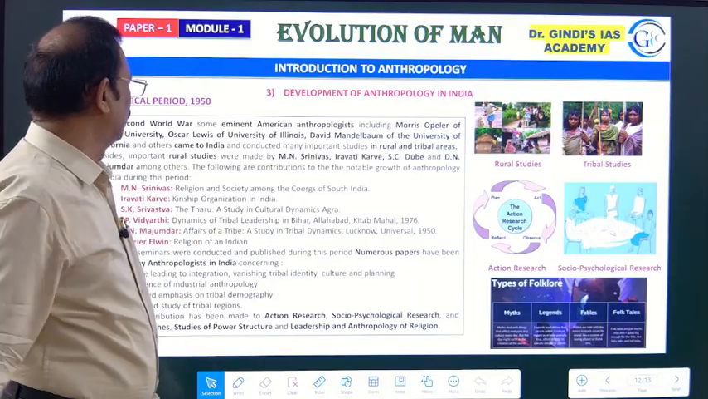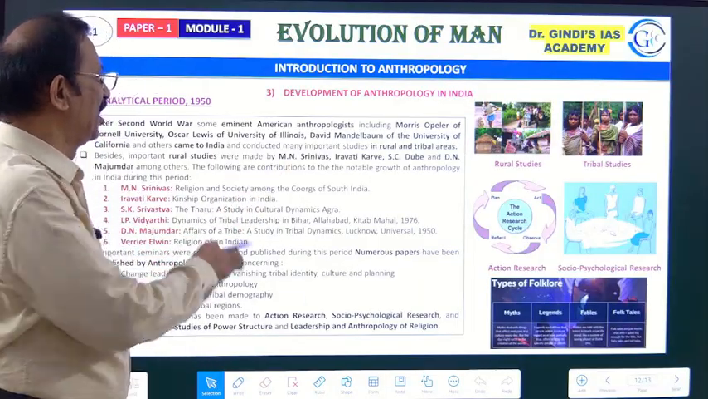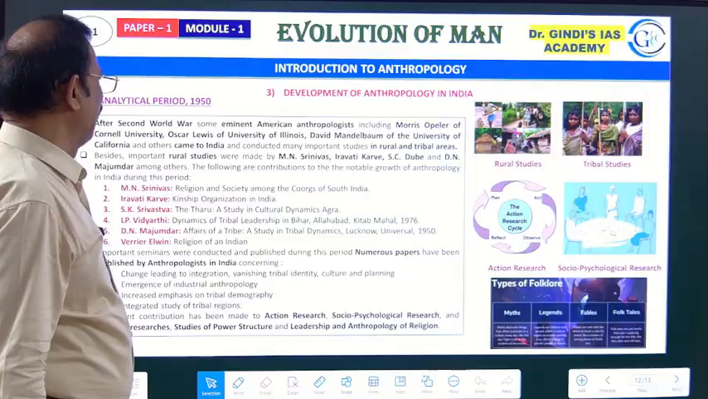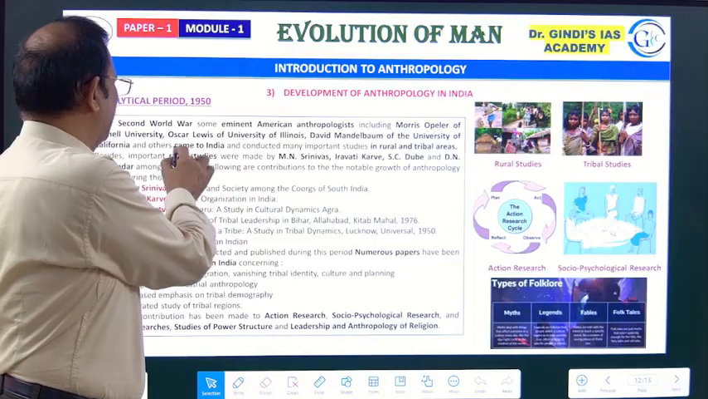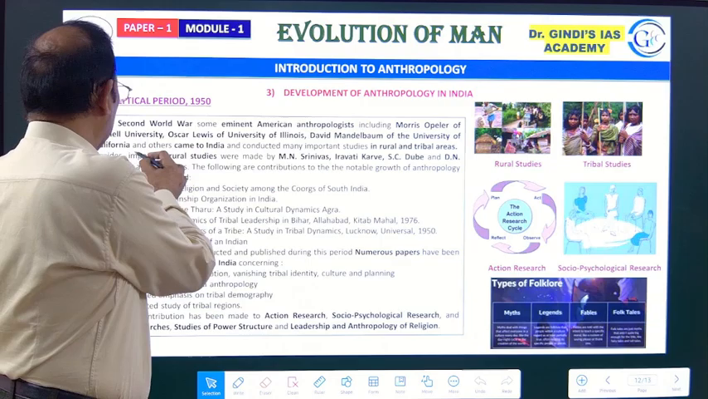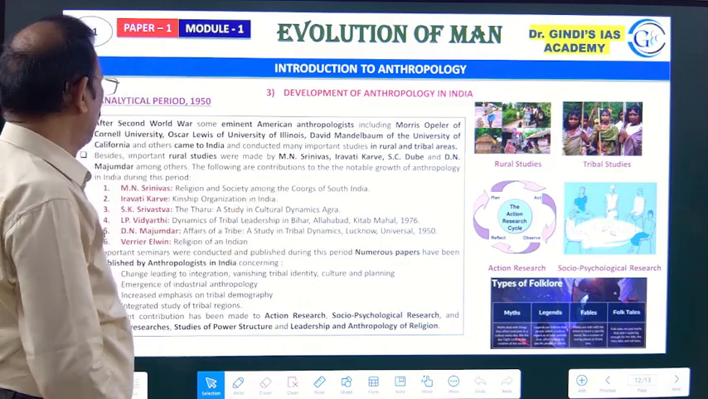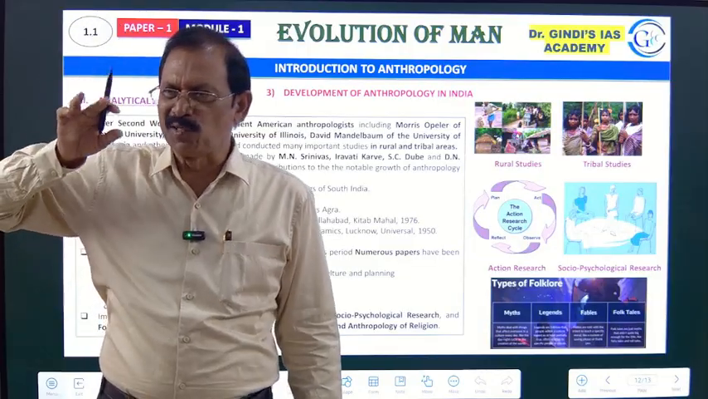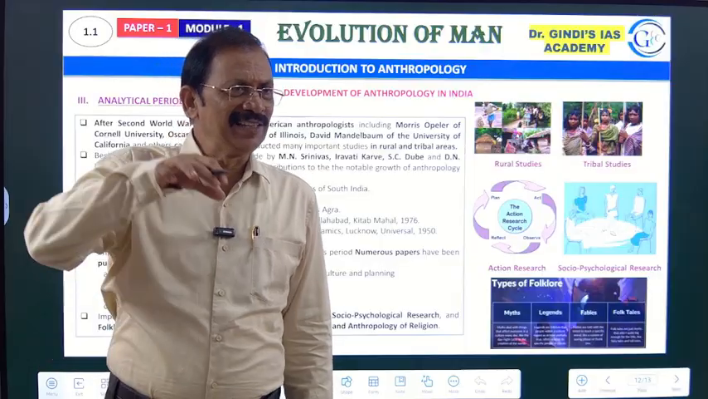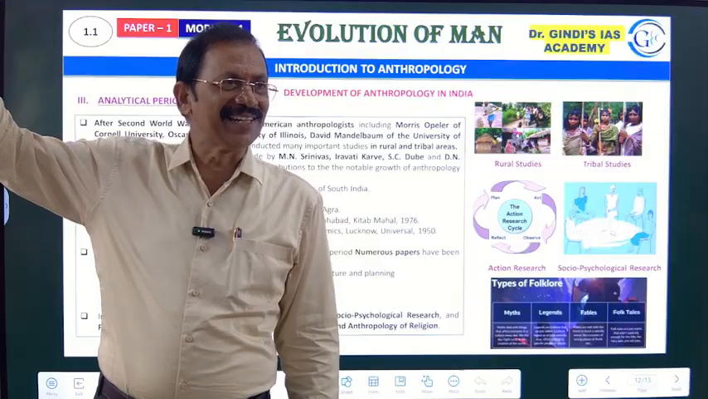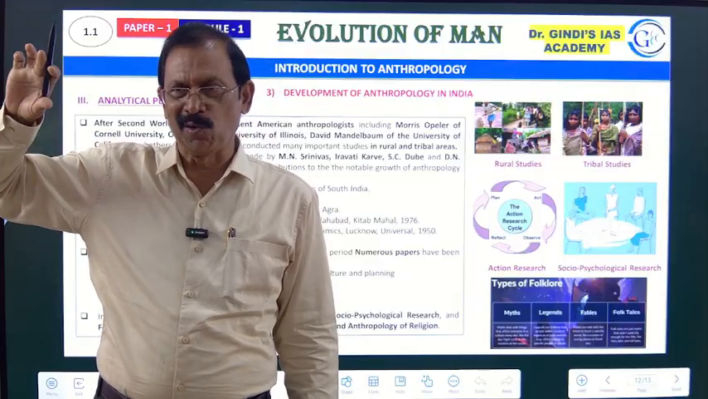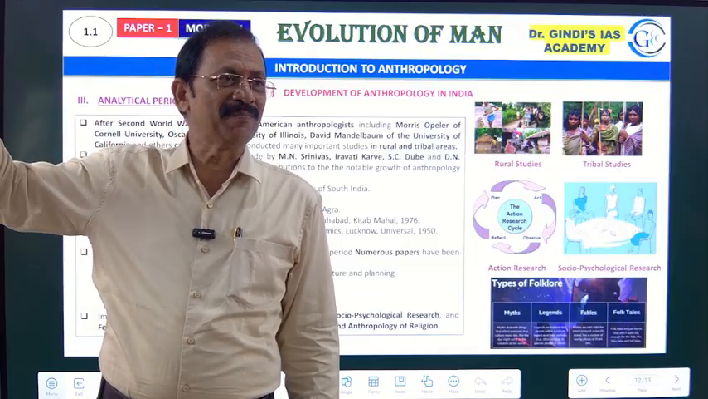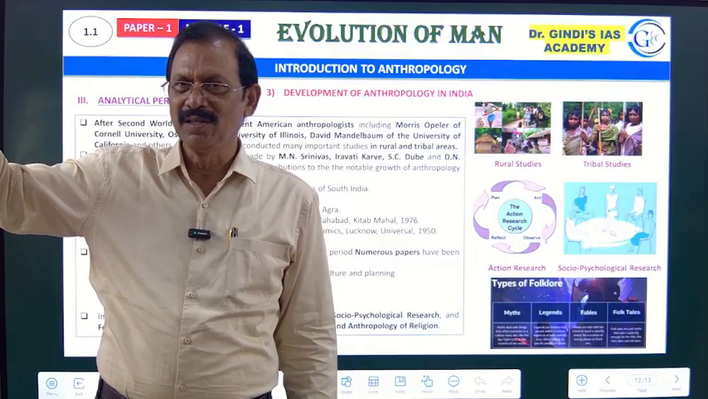After the Second World War, some eminent American anthropologists, including Morris Opler of Cornell University, Oscar Lewis of the University of Illinois, and David Mandelbaum of the University of California, and others came to India. Till now, the British anthropologists came to India as they were the dominant personalities at that time, because of the advantage of the colonial administration, because of their rule. The British ruled our country, as we know.